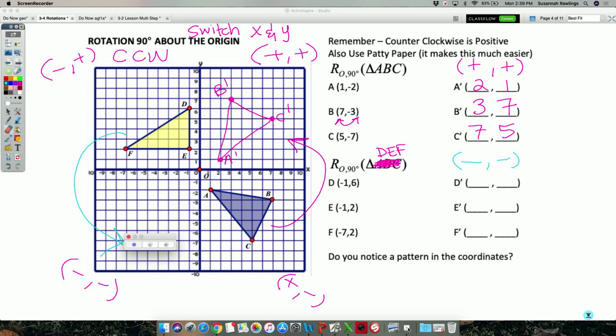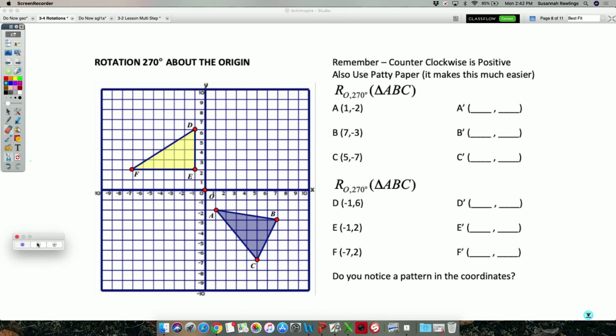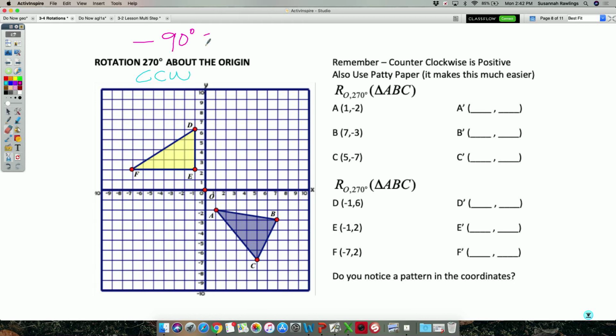Okay, look at the whole right-hand side of your paper. You'll notice these are all the same pre-images for every example. What did we say about positive 270, which is counterclockwise, and negative 90 degrees, which is clockwise? They're the same thing, right? So I want you to put a big X through 270. That would just be doing the same process as negative 90, so we're going to do negative 90.